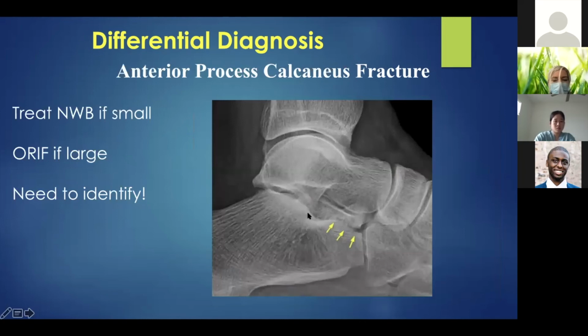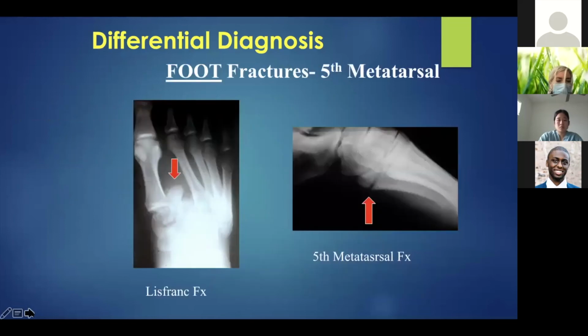Anterior process of the calcaneus fracture, which is what we can see here, right? This is the anterior process of the calcaneus, making up the CC joint. Again, treated very differently than an ankle sprain, which is early weight bearing, early rehab. So non-weight bearing if small, ORIF if large.